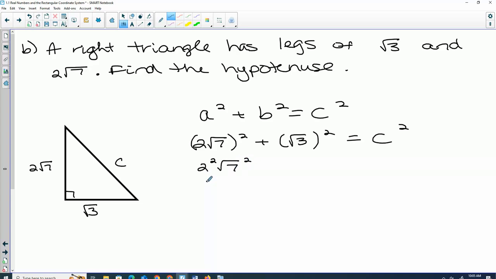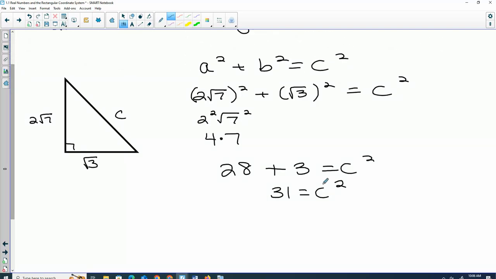What's 2 squared? 4. What's the radical 7 squared? 7. So that's 4 times 7, which is 28. What's radical 3 squared? 3. So c squared equals 31. Square root, it has to be positive because it's a length. Can you break down the square root of 31? No, because it's a prime number. So just radical 31. Is that okay? All right.